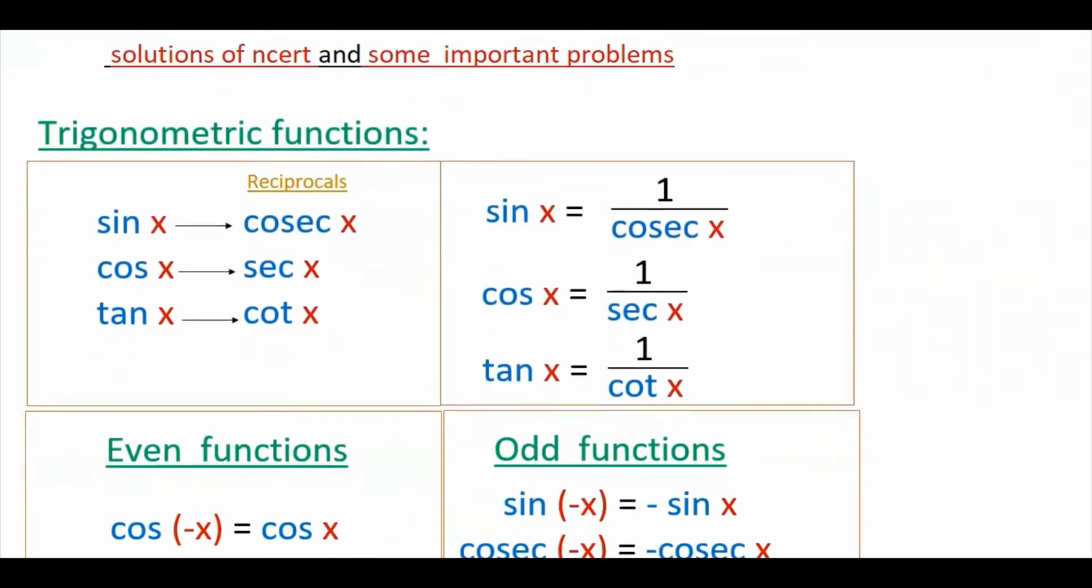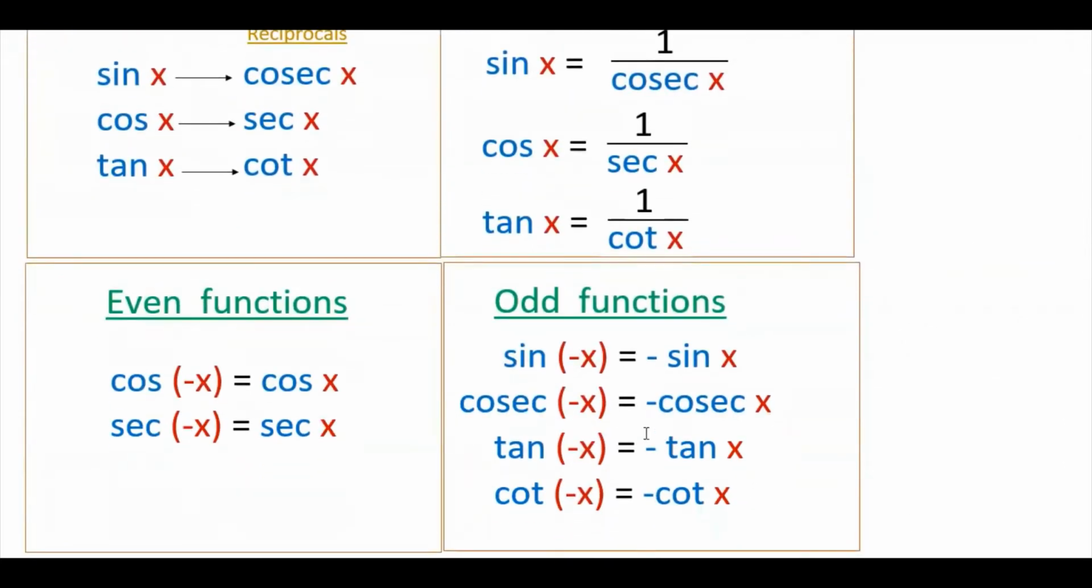Out of these trigonometric functions, there are some even functions and some odd functions. Cos and secant are even functions and the remaining all are odd functions. In even functions, cos of minus x is equal to cos x. There is a change in the sign: here it is minus, so it becomes positive. Secant of minus x is equal to secant x. But in odd functions, sine of minus x is equal to minus sine x, so you have to put the minus sign here. Similarly, for all other trigonometric functions also, it is the same.